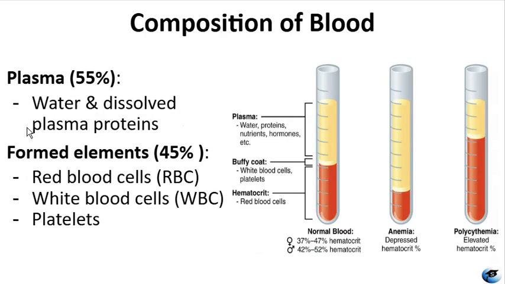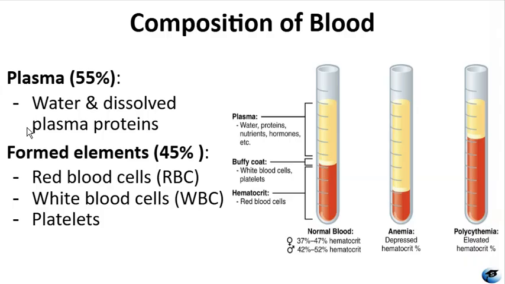Blood is composed of two major parts, plasma and formed elements. Plasma makes up 55% of the total blood volume. It's a straw-colored fluid that's mostly water, but it also contains dissolved substances like plasma proteins, electrolytes, nutrients, hormones, and waste products. These proteins include albumin, which helps maintain blood pressure, globulins, which include antibodies, and fibrinogen, which is essential for clotting.